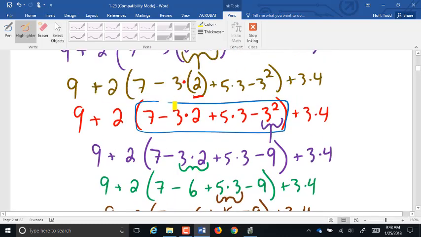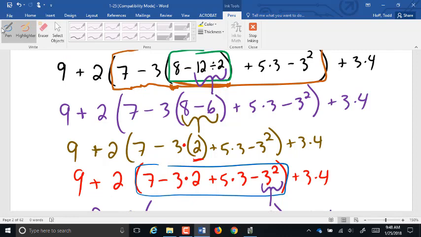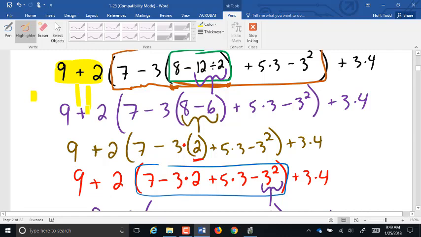The biggest mistake students will make on this problem comes really before you even start. It's that huge temptation. Students want to look at this and say, oh, 9 plus 2 is 11. I'll do that first. Why can't I do that?